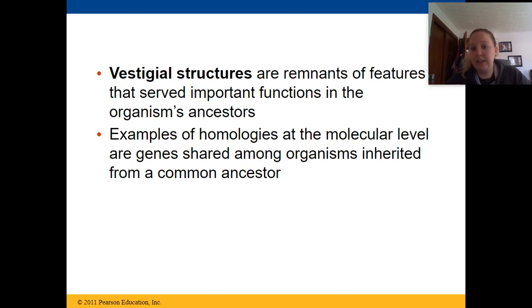Examples of homologies at the molecular level are genes that are shared among common organisms that are inherited from a common ancestor. So this is why it's said that we share a certain amount of genes with monkeys, because human evolution states that we once evolved from monkeys.